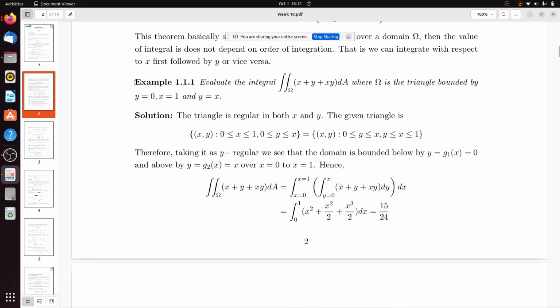See here, example 1.1.1: we have to evaluate the double integral over omega of (x plus y plus xy) dA, where omega is the triangle bounded by y equals 0, x equals 1 and y equals x. That means we want to evaluate this integral of x plus y plus xy, where omega is the triangle bounded by y equals 0, x equals 1 and y equals x.